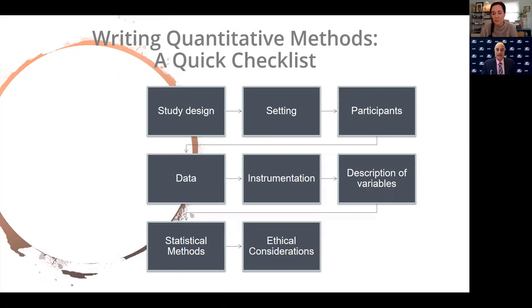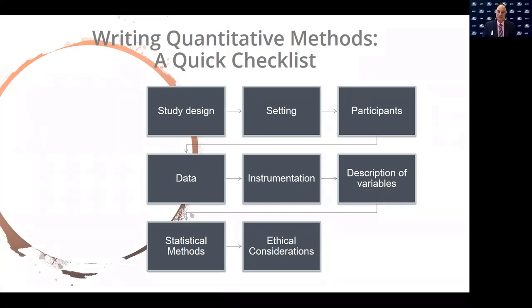So with that, I just wanted to say that, in my own work, when I'm under pressure to complete a manuscript, sometimes I'm tempted to skip some of the details. So one of the ways to deal with that is to maybe use this checklist. So as the checklist applies, make sure you have talked about your study design, the setting, the participants, the data, instrumentation, description of variables, statistical methods, ethical considerations. And I'm going to provide some details about these in the next few slides. So next slide, please.